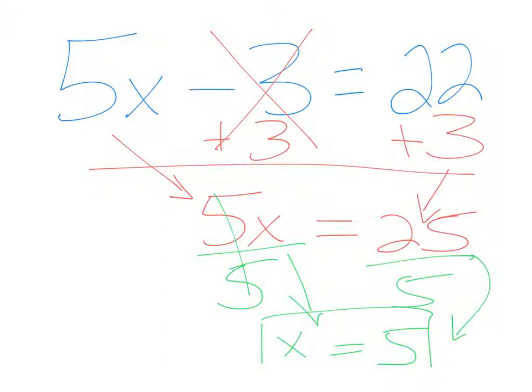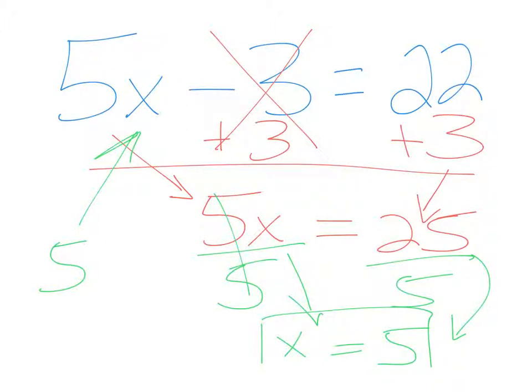Even more important in this case to go double check your answer. If I plugged in my answer to that x, I said that x was equal to 5. If I plug that in for x in the original problem, I can double check my work. 5 times 5 I know is 25, minus 3, yep, it is 22. So we did that correctly.